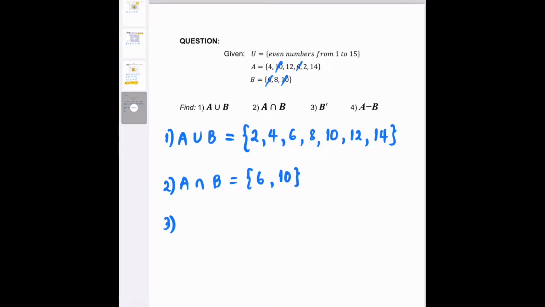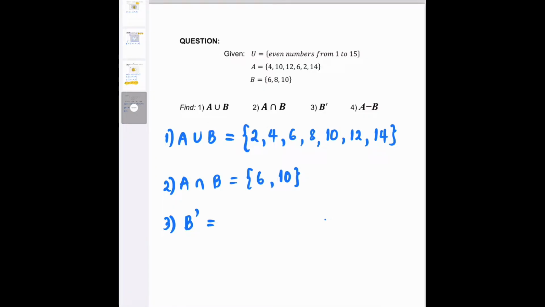Number 3, B complement or not B. Instead of the problem, you can draw a Venn diagram if you find it easier for you to answer the operations.